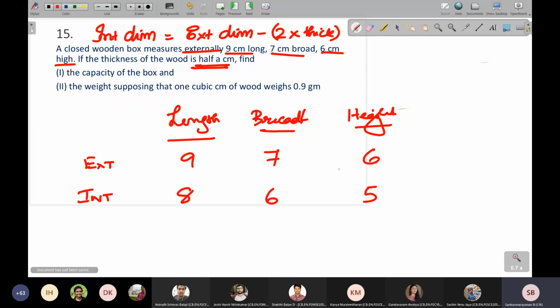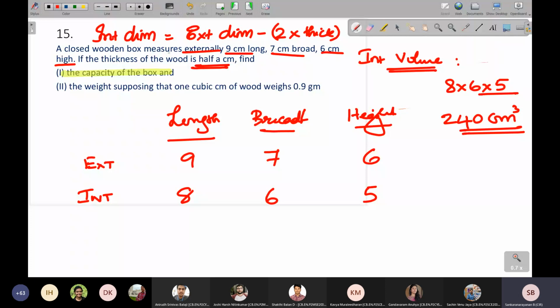Now, the first question is, what is the capacity of the box? So capacity of the box means what? You need to focus on the internal volume, right? So that is nothing but 8 into 6 into 5 centimeter cube. 6 5s are 30, 30 into 8 comes to 240 centimeter cube. This is the internal capacity of the box. So for the first question, you got the answer as 240 centimeter cube.